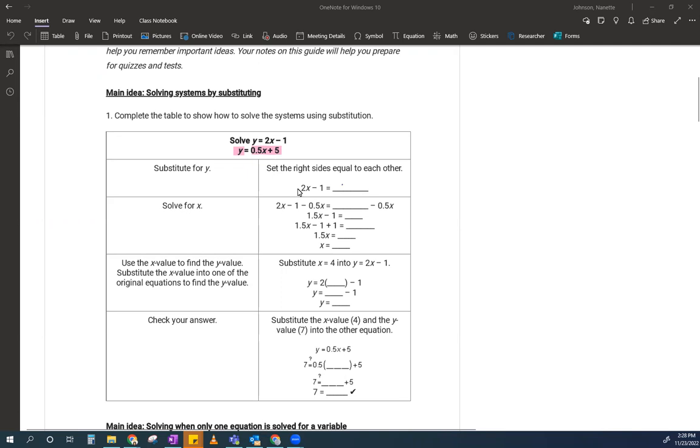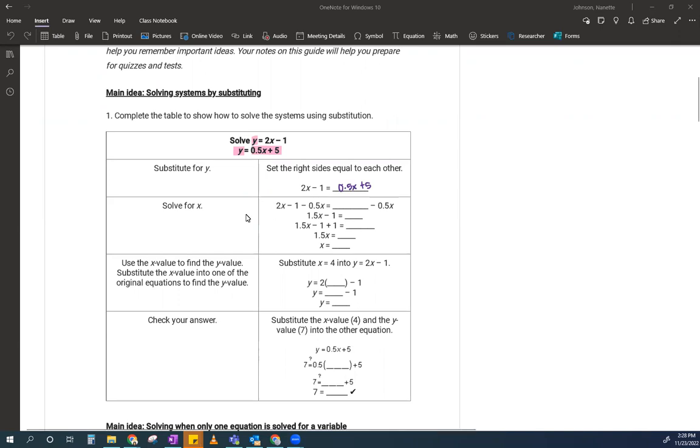And then in the sandwich itself, instead of putting that Y there, they're going to put that 0.5x plus 5. And this is legitimate because you're substituting one for the other.